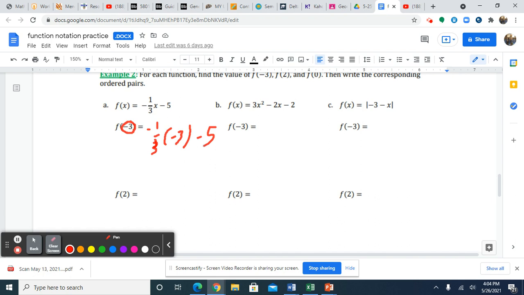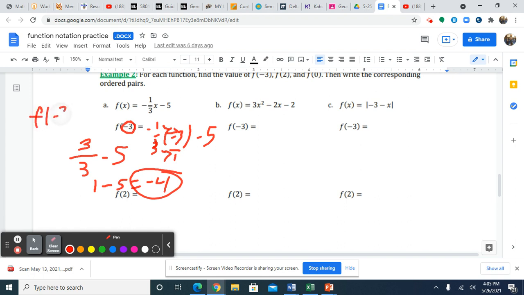So then we follow our order of operations: -1/3 times -3. If we multiply that, that's -1 times -3, which is +3, and then 3 times 1 on the bottom, which is 3 as well. 3 over 3, which is the same thing as saying 3 divided by 3, simplifies to 1 minus 5, which ends up giving us -4. So when f of -3, when x is equal to -3, our answer is -4.